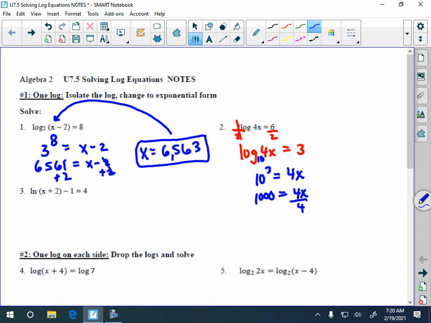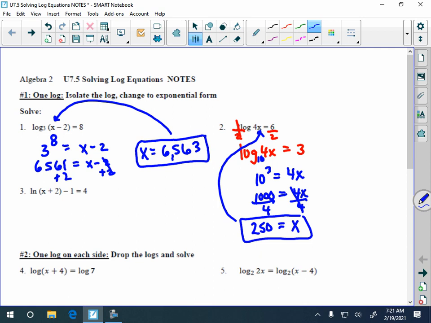We can divide by 4. We want to simplify our fractions, and so we get 250. Again, we're just checking to make sure that the number we get doesn't turn negative in that location. 4 times 250 is positive 1,000, so we can keep that answer.